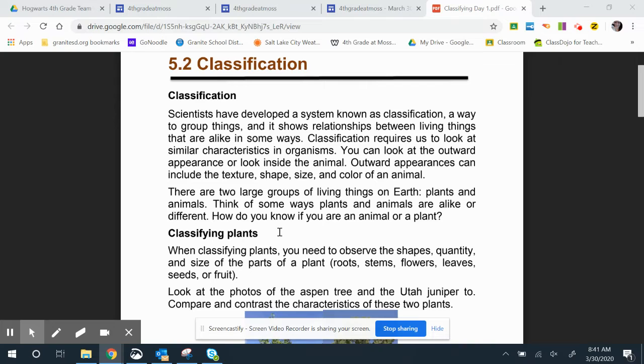There are two large groups of living things on Earth: plants and animals. Think of some ways plants and animals are alike or different. How do you know if you're an animal or a plant? Are you a plant or are you an animal? How do you know that?